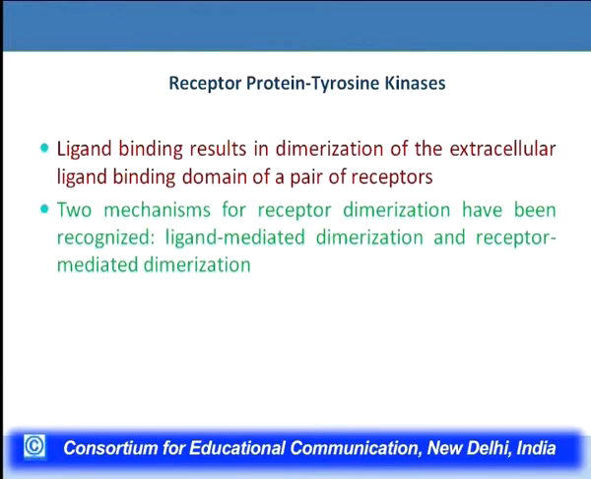Now there are two processes which can lead to dimerization of the receptor. They are recognized as ligand mediated dimerization or receptor mediated dimerization. As the name suggests, ligand mediated dimerization depends upon the binding of ligand to the receptor. So the ligand will be having two domains which will bind to the two receptor molecules, and once the ligand binds to the two receptor molecules, that ligand will bring these two receptor molecules in close proximity with each other. That means it will bring the two interfaces near to each other so that this particular kinase gets active. Whereas receptor mediated dimerization basically depends on the receptor itself, and the receptor becomes active only after binding of ligand.